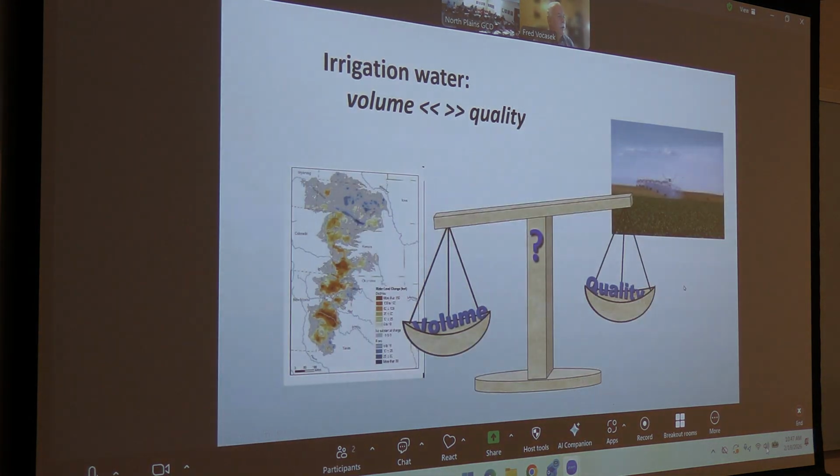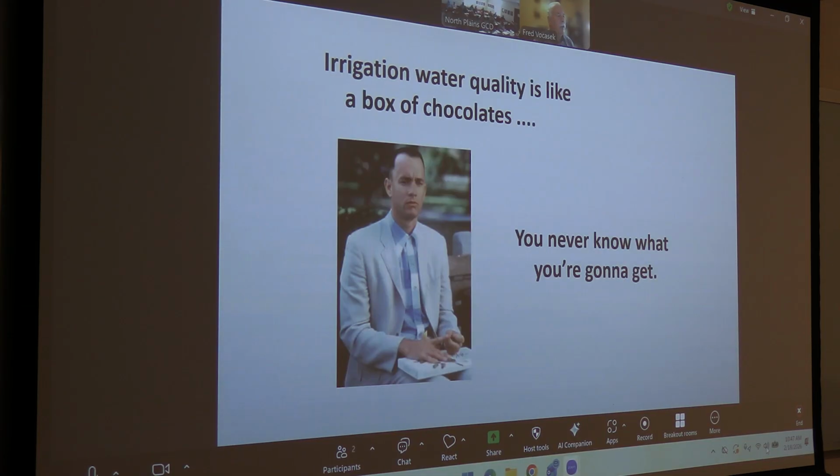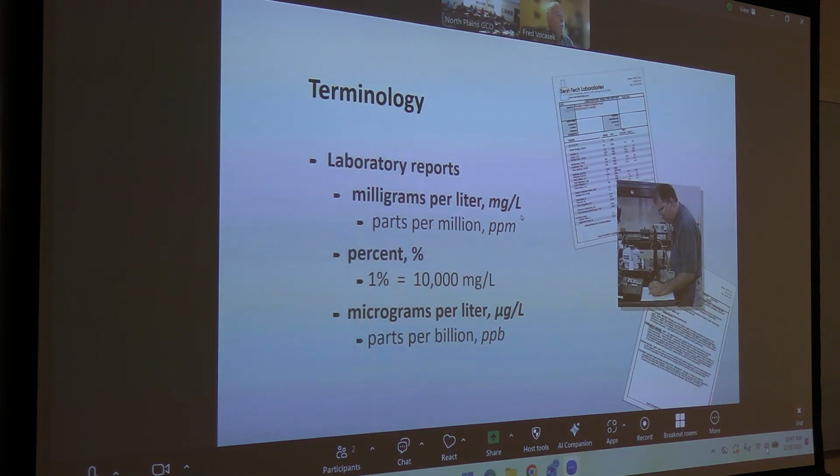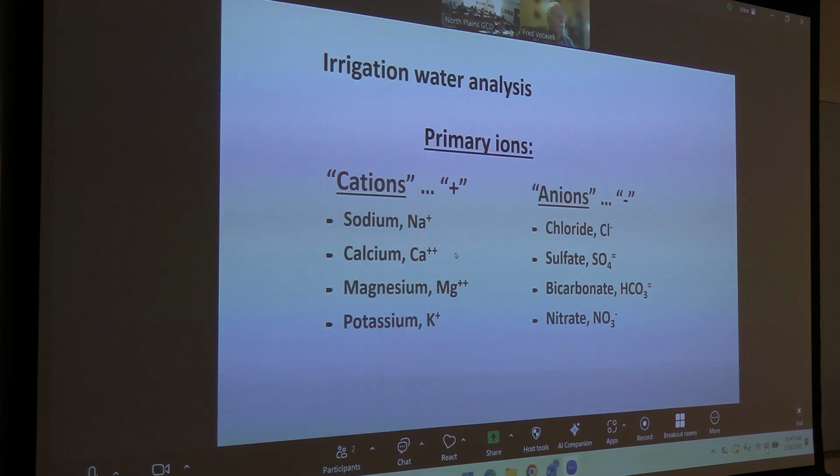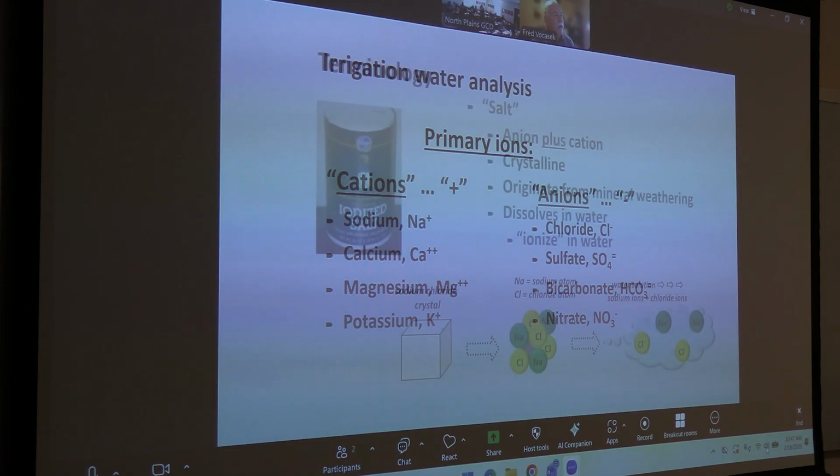Okay, buzz through real quickly. Volume versus quality. That's what I was talking about. Irrigation water. You don't know what you're going to get. And laboratory reports, milligrams per liter, parts per million. Percent is 10,000 milligrams per liter. Micrograms is parts per billion. Here's where we talk about our cations, positively charged cations, sodium, calcium, magnesium, and potassium. Anions, negatively charged chloride, sulfate, bicarb, and nitrate.